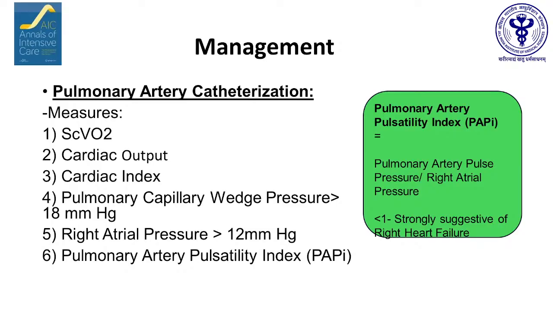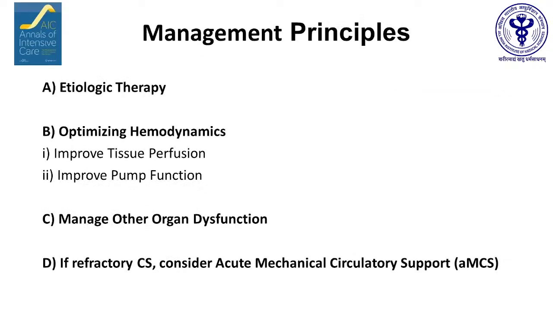If the pulmonary capillary wedge pressure is more than 18 and the right atrial pressure is more than 12 mm Hg, then it is a biventricular failure. And there is something known as the pulmonary artery pulsatility index, which has been described quite recently. It is the pulmonary artery pulse pressure, that is the difference between pulmonary artery systolic and diastolic pressure, divided by the right atrial pressure. If it is less than 1, it is strongly suggestive of right heart failure.